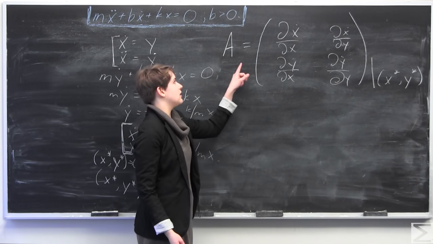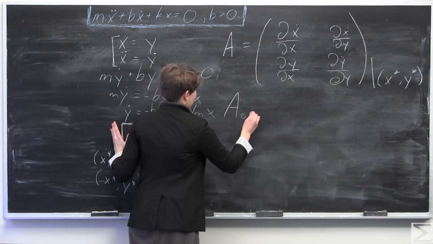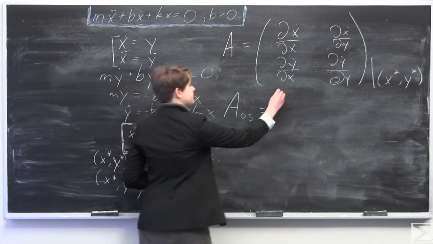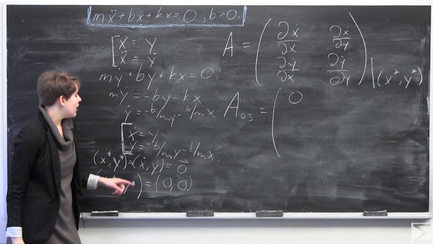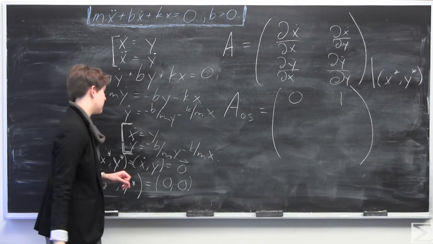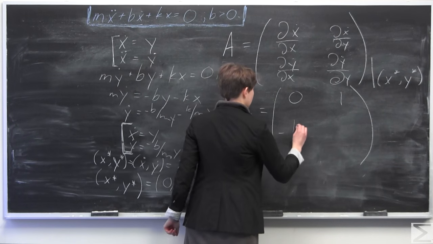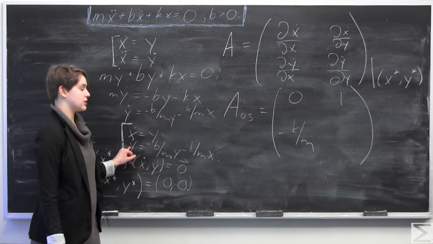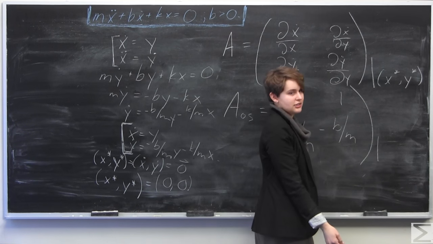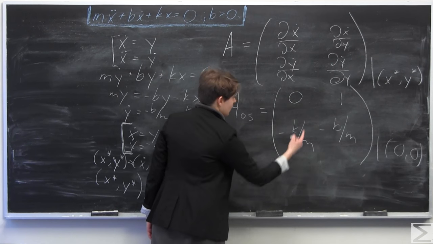So now I'm going to calculate the Jacobian matrix of this system, which I'll call A sub OS for oscillator. The partial derivative of x dot with respect to x is going to be 0. The partial derivative of x dot with respect to y is going to be equal to 1, because the derivative of y with respect to y is 1. The partial derivative of y dot with respect to x is going to be negative k over m. And the partial derivative of y dot with respect to y is going to be negative b over m. And we evaluate this at our fixed point, x star, y star, which equals 0, 0. And this is going to be equal to the same thing, as we have no variables here.